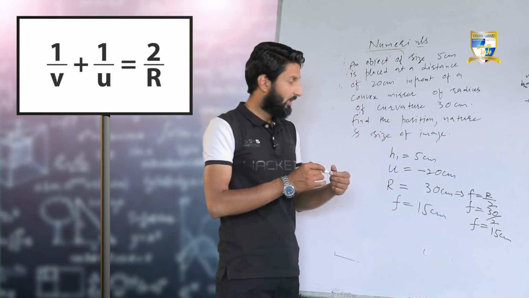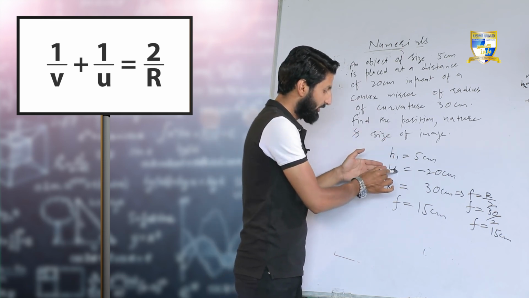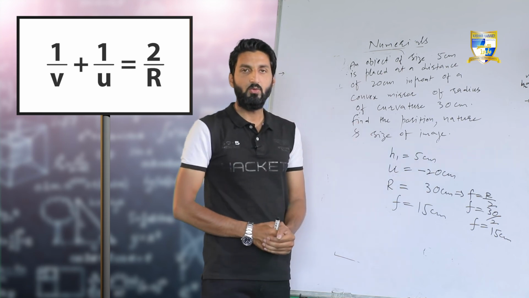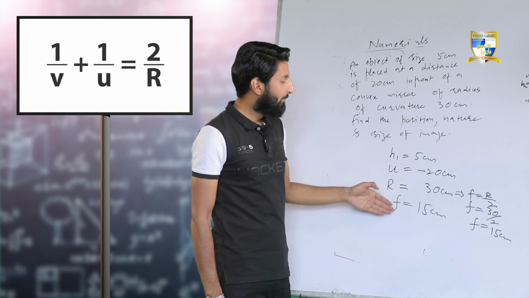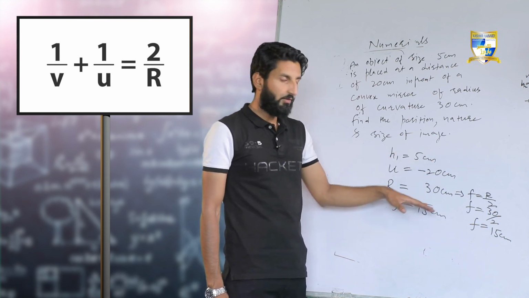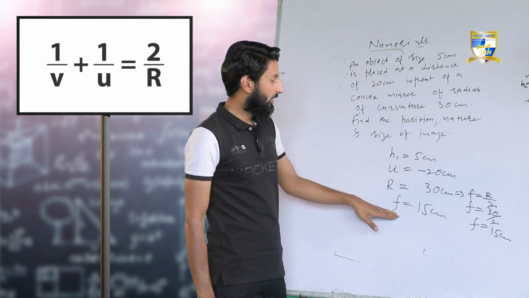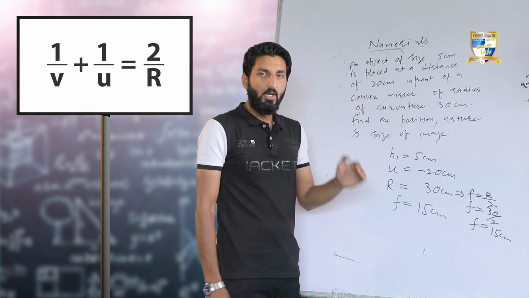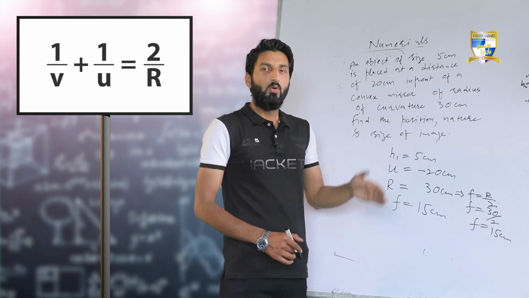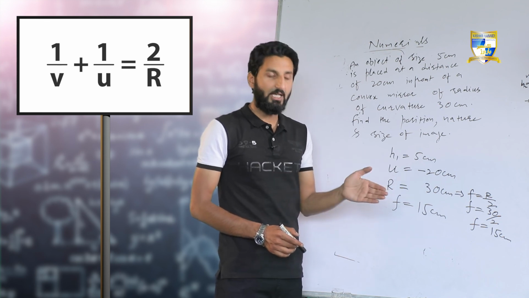Now the question is the same as the previous one. You are given H1, you are given U, you are given F, the focal length. You are given the radius of curvature, but the focal length is equal to radius of curvature divided by 2, so we calculated the focal length with the help of that formula. So again we have H1, U and F. With the help of these values, we can calculate the position of the image, the nature of the image and the size of the image.